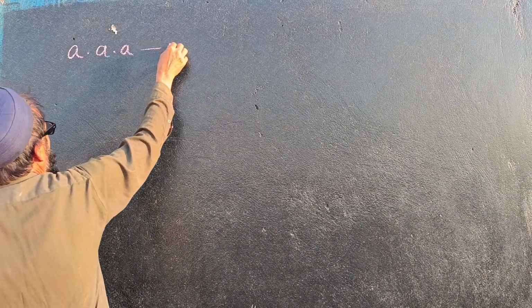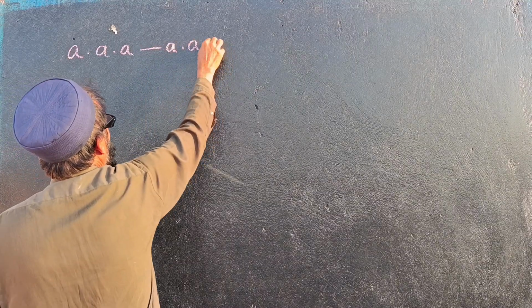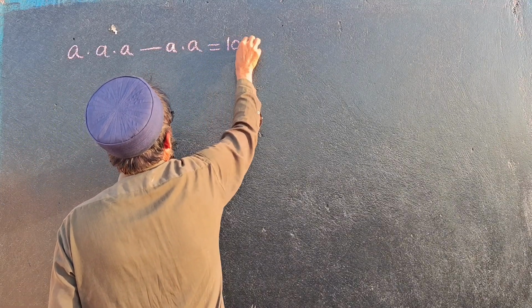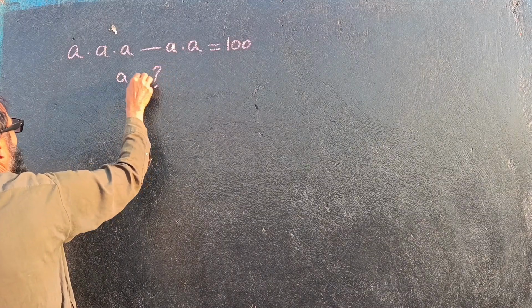Today we have a new interesting question for you. Today we read a logical question: a dot a to the power 3 times a dot a to the power 2 is equal to 100. How can we find the value of a, which is unknown?